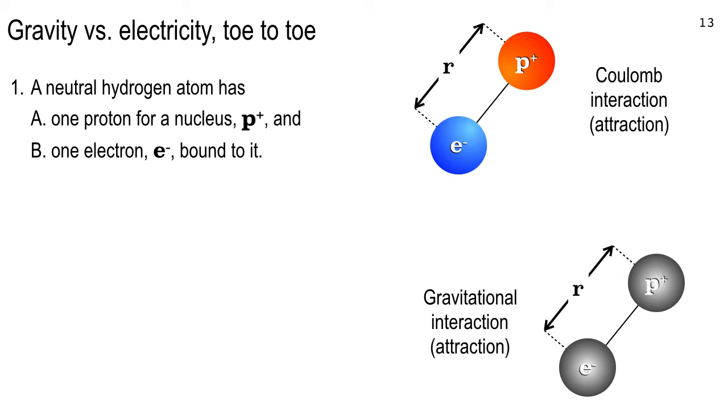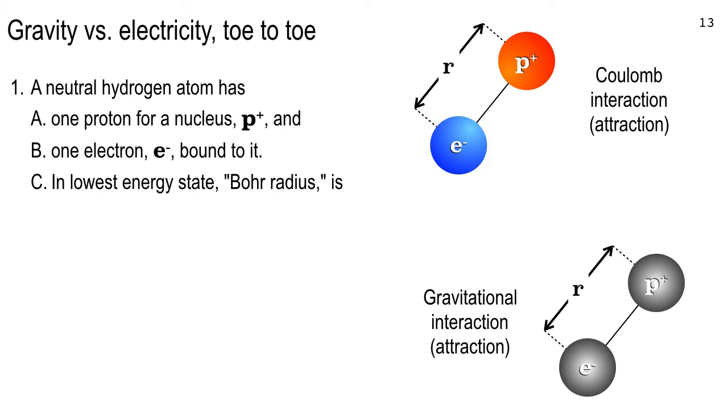They're both inverse r squared forces. They're all something divided by r squared as to strength. So a neutral hydrogen atom has one proton, one electron, as you know, and they're bound by the Coulomb interaction. It's attractive. This sketch is more of an idealized sketch where the two particles look the same size. They are not. Now, gravitationally, they both have the same color.